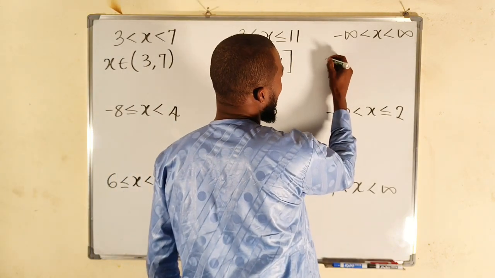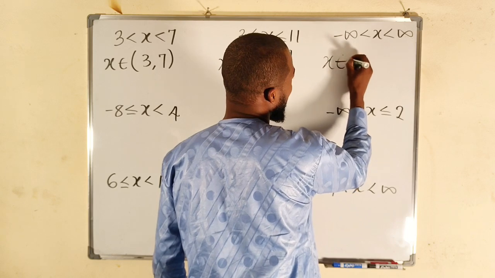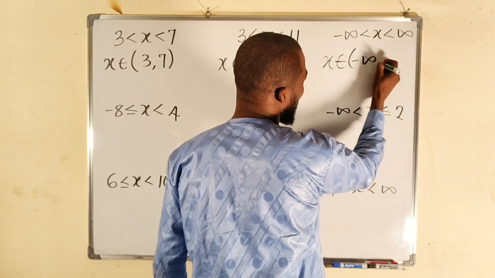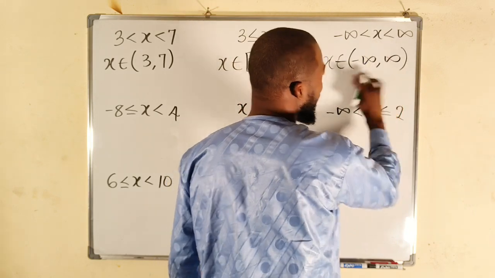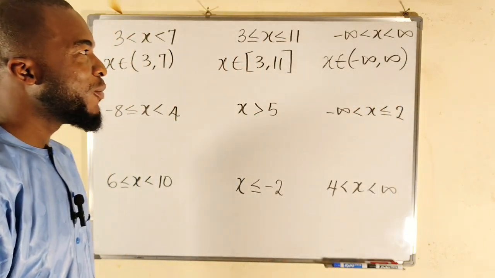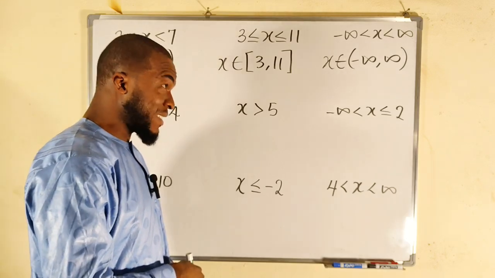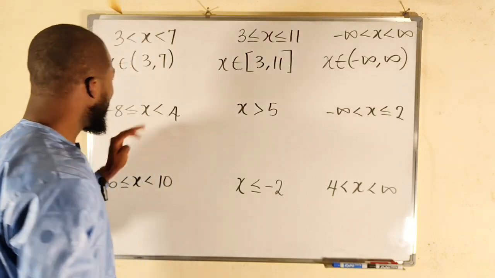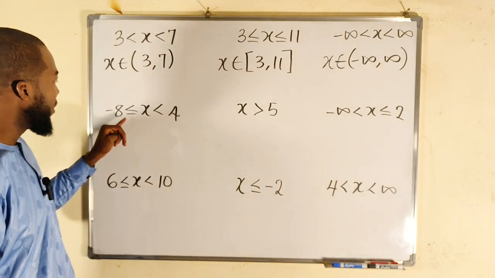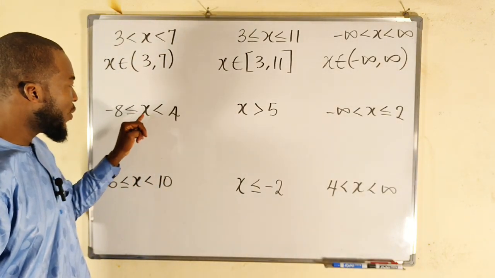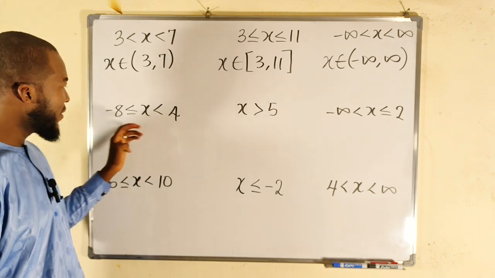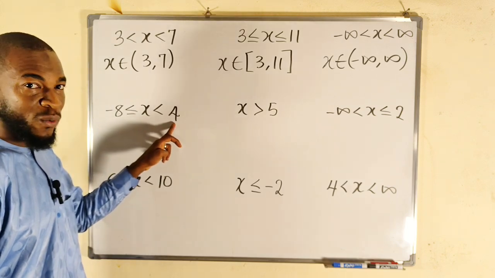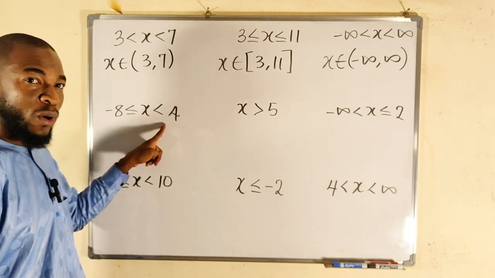So it means that x here belongs to the set of values from negative infinity down to positive infinity. Use parentheses for that, because you cannot categorically state what infinity is as a number. Coming down here, we have negative 8 less than or equal to x, but less than 4. You can see that negative 8 is included, but 4 is excluded. This is closed, this is open.